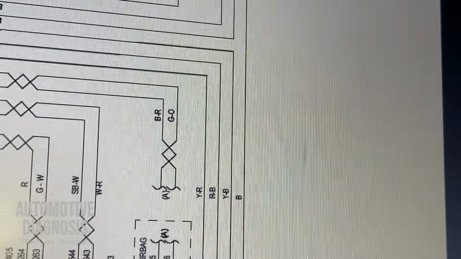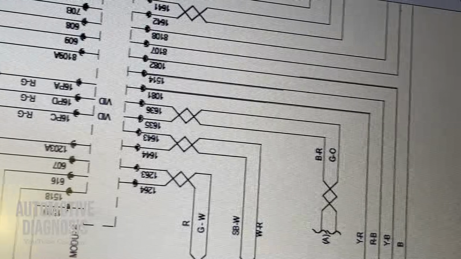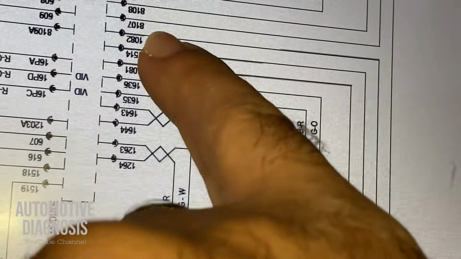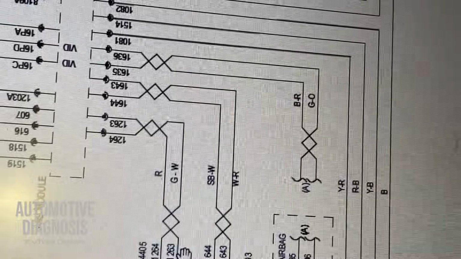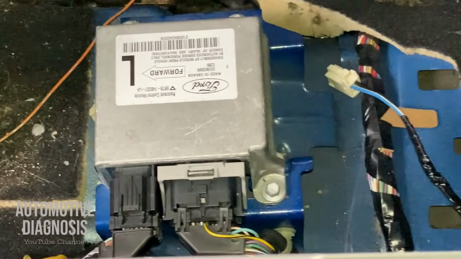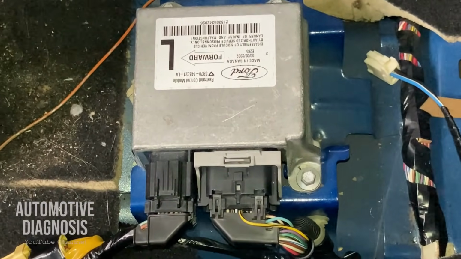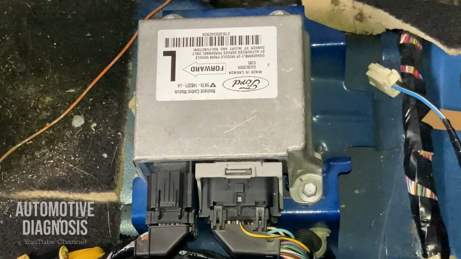are connected from here to the airbag control module. These are all the other wires connected to the airbag control module. And here is the airbag control module down here. If you remove the center console, you will reach the airbag control module under the center console.